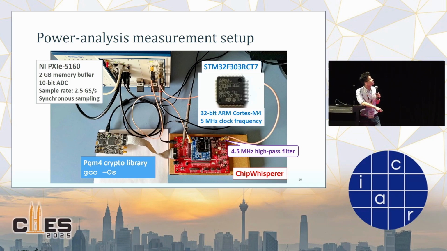So this is our power side-channel measurement setup, where we target the PQM4 crypto library's implementation, and I use the STM32F303 as my target device. And in order to fit the long traces of Kyber, we use our own oscilloscope that has 2 GB of memory.